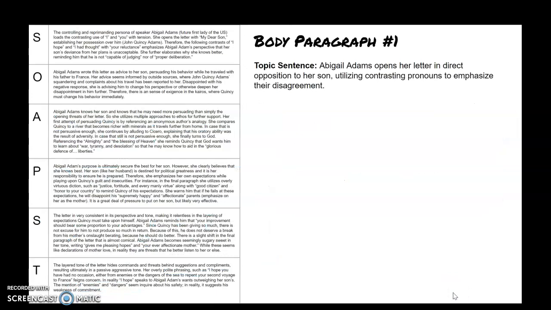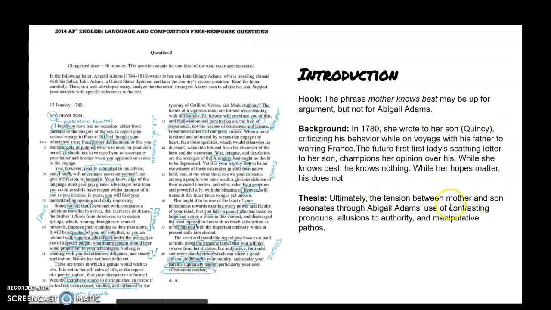So now I'm on body paragraph number 1. I'm going to start with my topic sentence. Abigail Adams opens her letter in direct opposition to her son, utilizing contrasting pronouns to emphasize their disagreement. Remember, this contrasting pronoun analysis comes from my thesis.